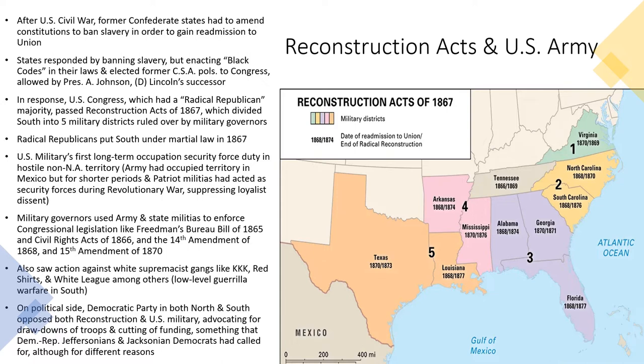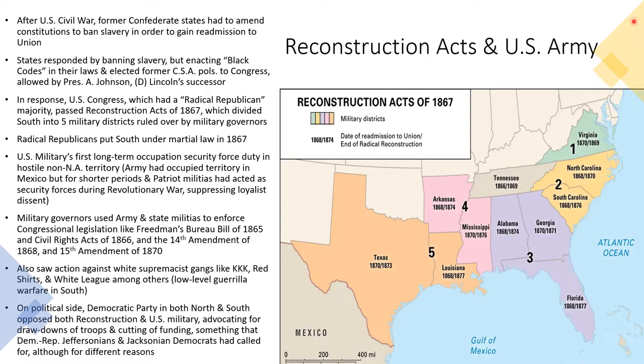So now we'll discuss some of the political acts of Reconstruction and the U.S. military and U.S. Army's role in enforcing them. After the U.S. Civil War, former Confederate states had to amend their constitutions to ban slavery. Remember, the 13th Amendment is passed during the Civil War, and the 13th Amendment ends slavery. And this was a condition of being readmitted to the Union and having the rights of a U.S. state was banning slavery. And the states responded by banning slavery, but they also enacted what were called black codes.